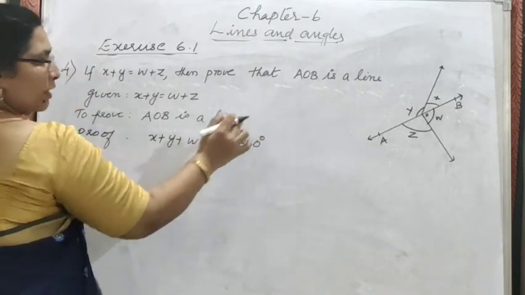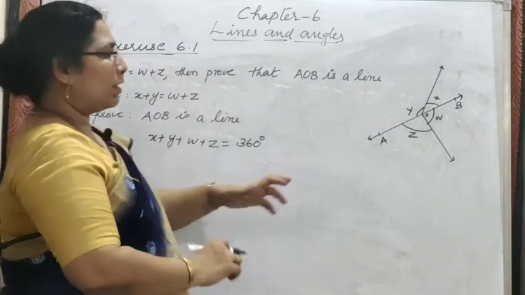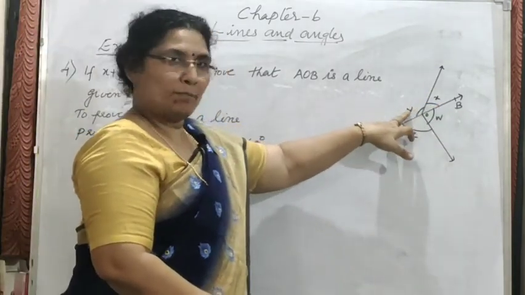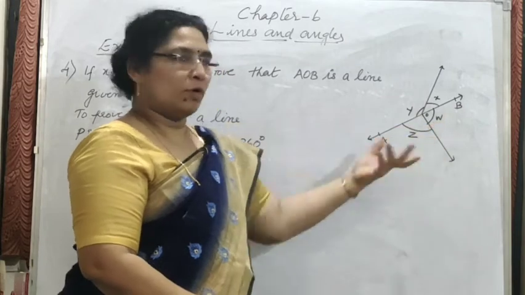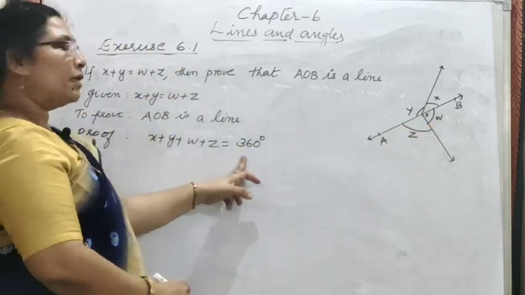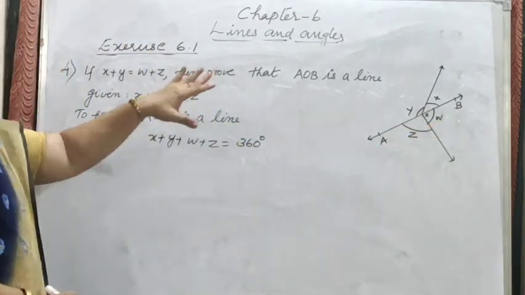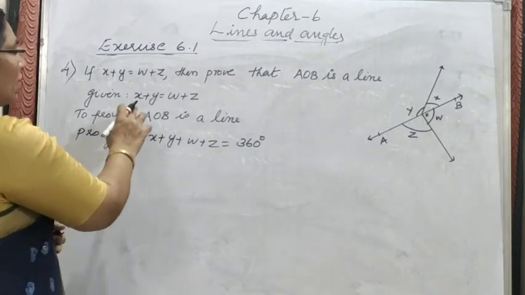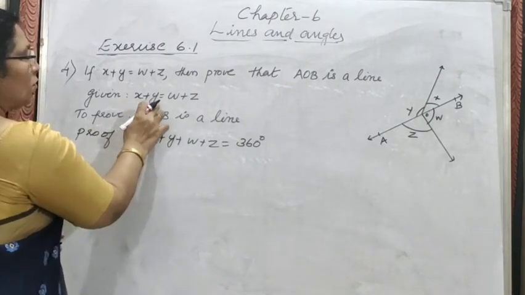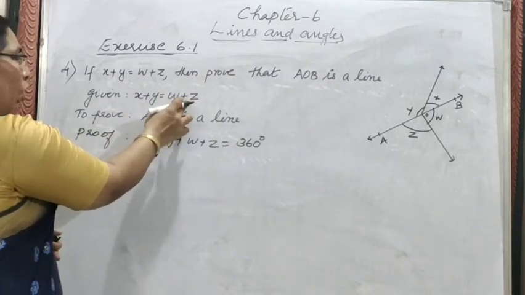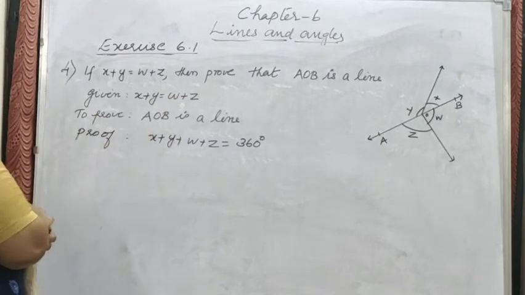Whole angles whatever given in the figure we have added. See, x plus y plus z plus w, or w plus z, we have written, and the sum is equal to 360 degree, means complete angle. Now it is given in the question, instead of x plus y we can write w plus z, or instead of w plus z we can write x plus y.